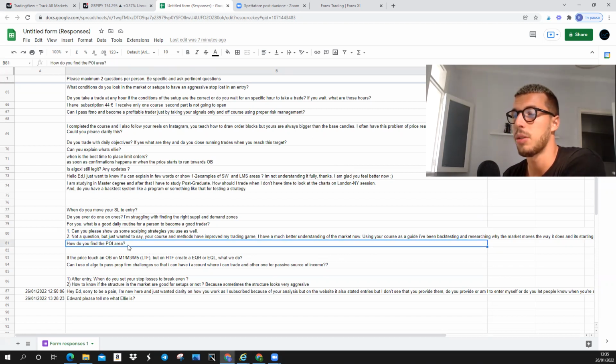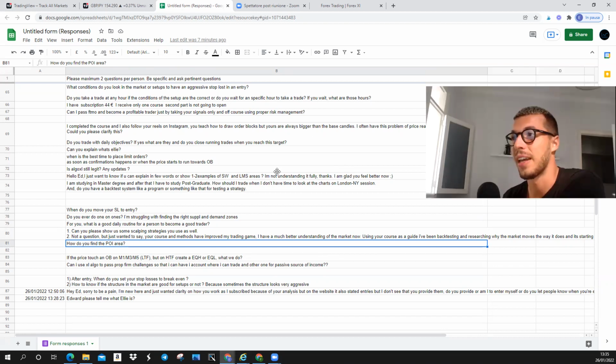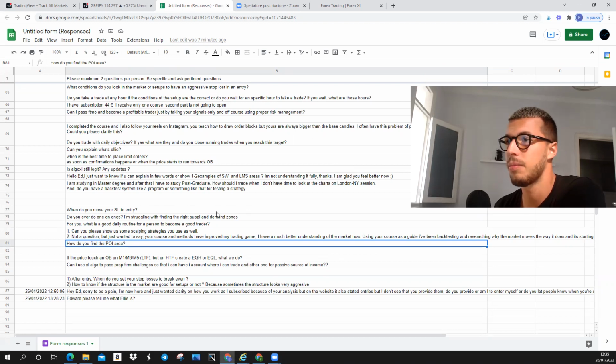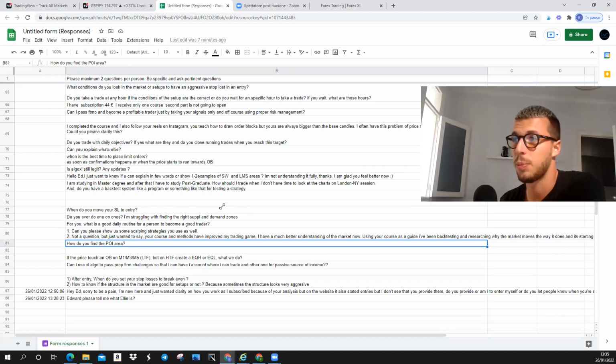How do you find the point of interest area? Man, no, it's okay, really. I understand, but it's clearly explained in the course. Market structure, liquidity, supply and demand areas.